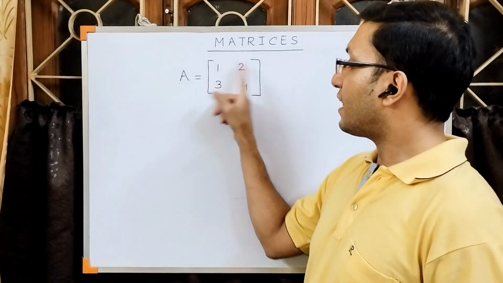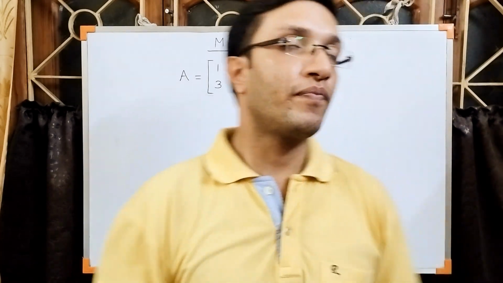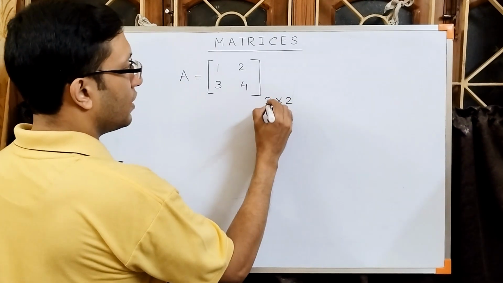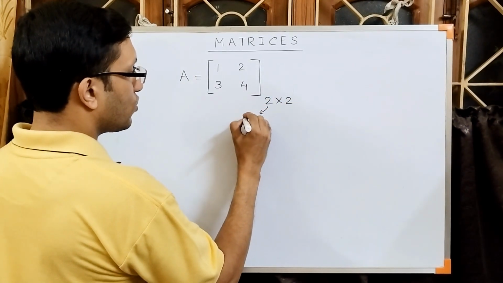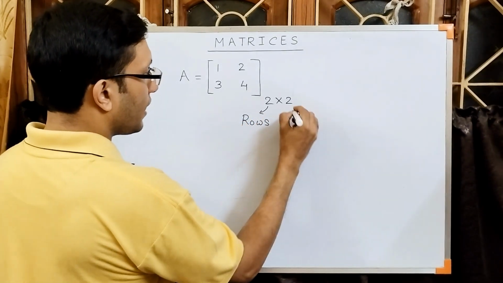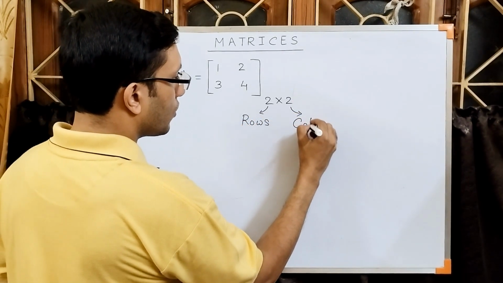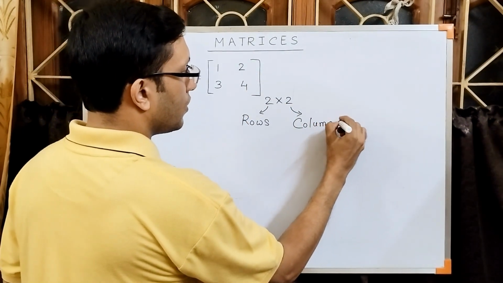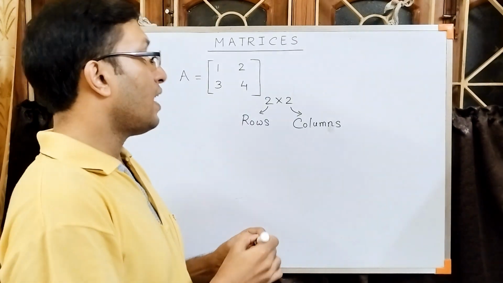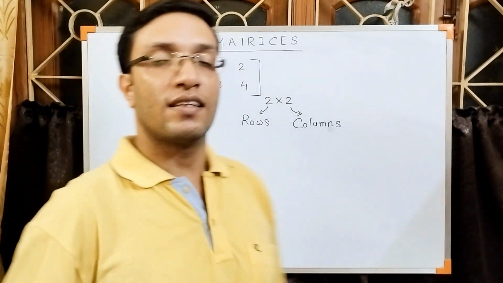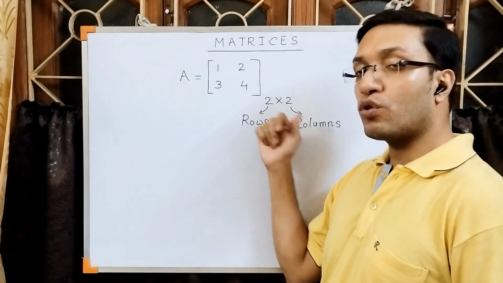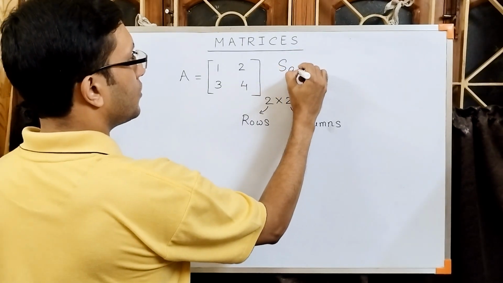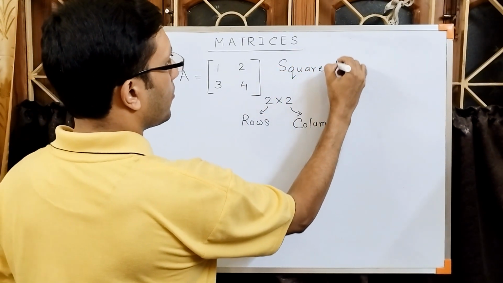Now we see that there are two rows and there are two columns. So we write the order of this matrix as 2 cross 2. This denotes number of rows and this denotes number of columns. And since this matrix has equal number of rows and columns, this matrix is known as a square matrix.